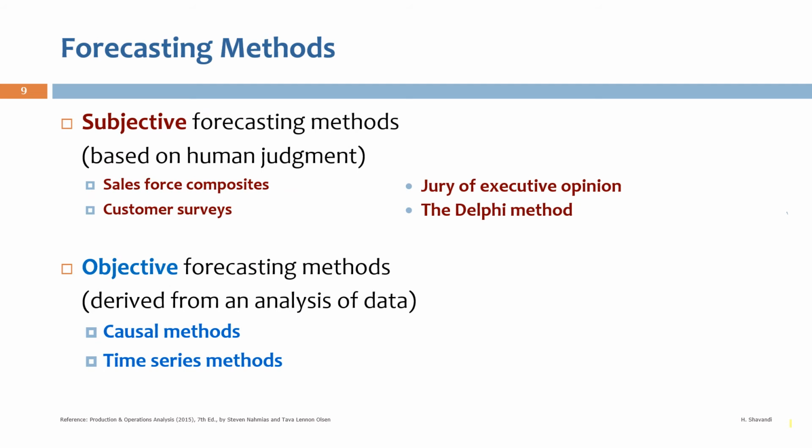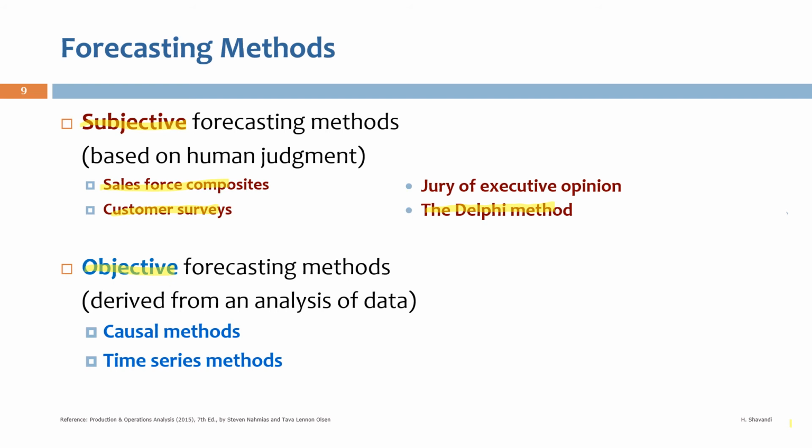At the top level, we have two general forecasting methods: subjective and objective. In subjective, we're not going to use historical data, and instead we will have a jury of executives or experts, and the forecasting will be made based on their judgment. For example, sales force composites or customer surveys are examples of forecasting by this method. And one of the most well-known methods here is the Delphi method.